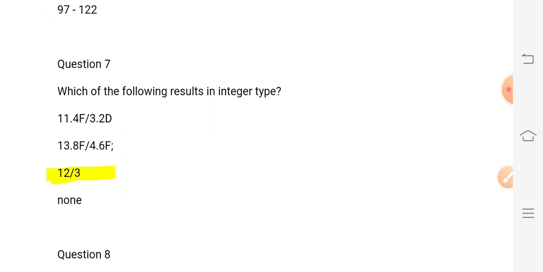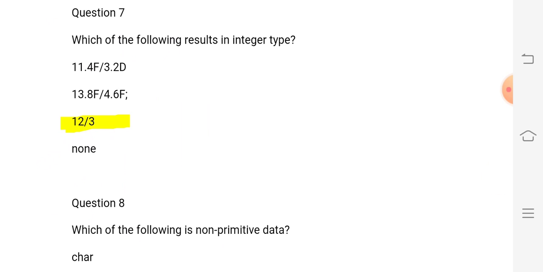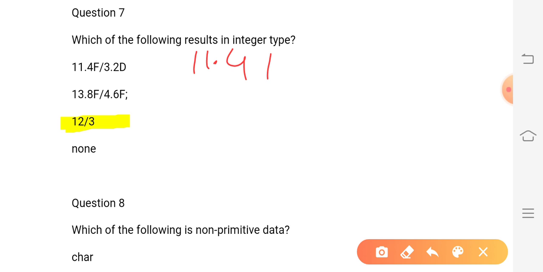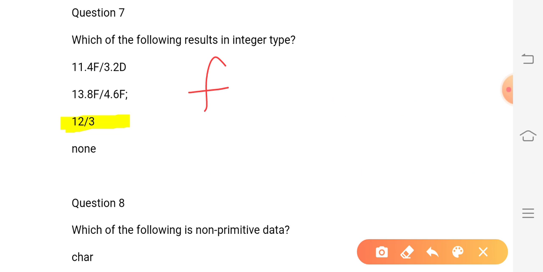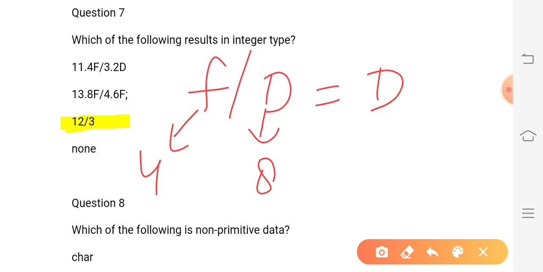7th, which of the following results in integer type? Answer is 12 by 3. Now look here, we have written 11.4 and after that suffix it with f. So f means it is a float variable. And at the denominator part we have written 3.2d. Now d is used for double. So when you divide float by double value, you will get the answer in double, because float takes 4 bytes, double takes 8 bytes. So which one is greater? 8. That's why the answer will be in double type.